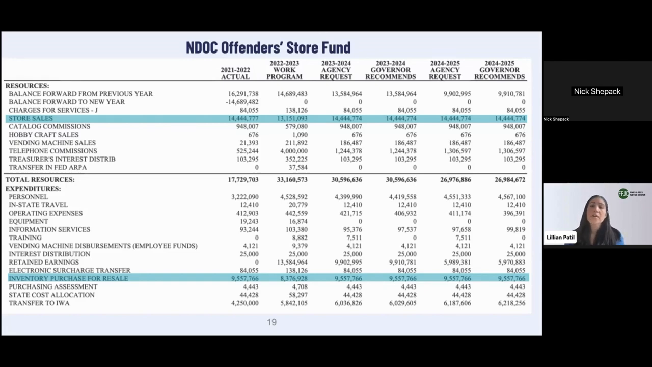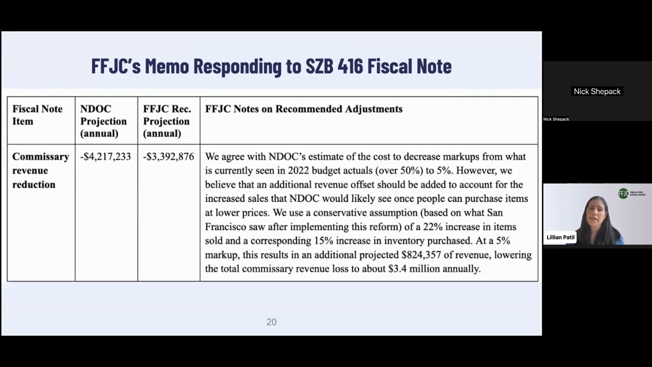That doesn't make sense. So what we decided to do instead is we came up with a memo that responded to NDOC's original projection. And we said, first, we agree with the way that you got to your revenue loss numbers in terms of limiting commissary markup. But we believe that an additional offset should be added to account for increased sales. And instead of taking the full 50% increase that San Francisco saw, we anticipated pushback and said, okay, we'll be even more conservative. Instead of 50%, we'll say only a 22% increase in items sold.